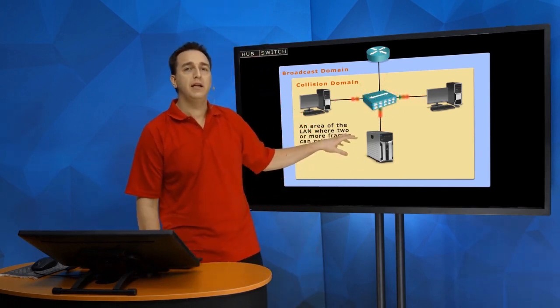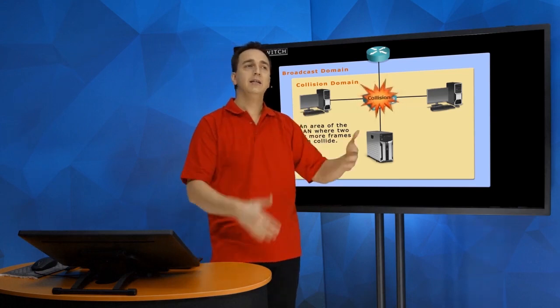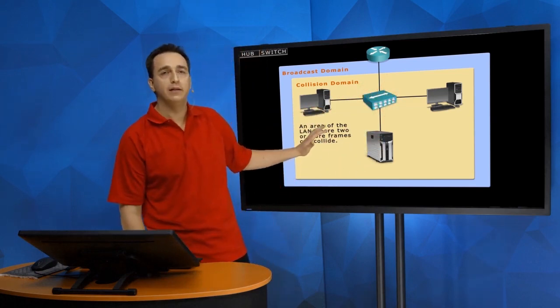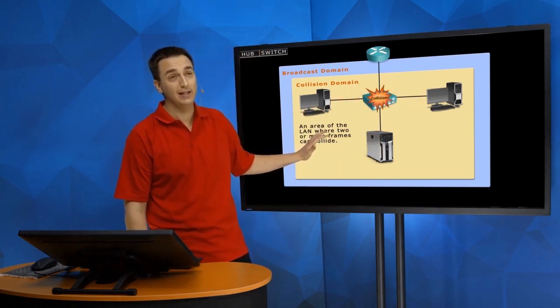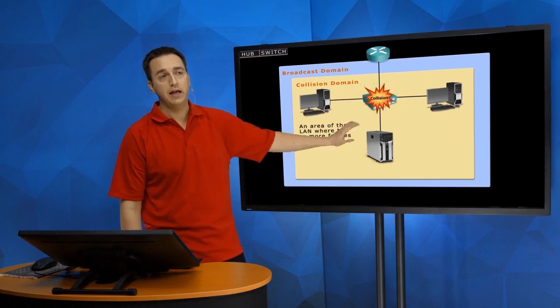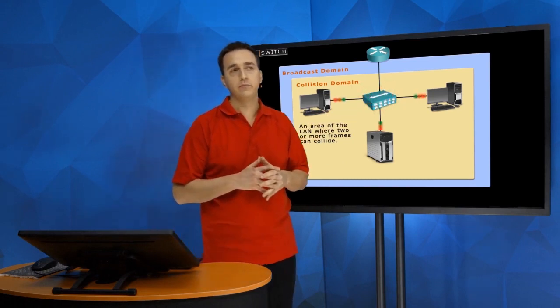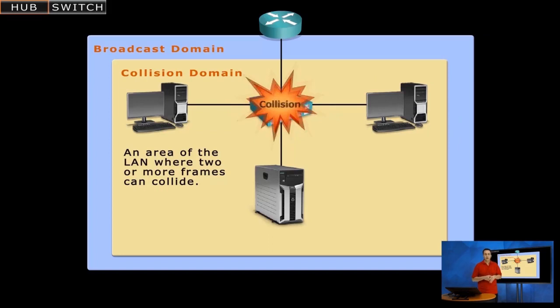So since everybody's sending, are these frames going to collide in this collision domain? Yes, that's exactly what's going to happen. And we can see that occurring right here. The frames are colliding. So since it's half duplex and you can only send or receive at any given time, if more than one device sends out a frame, we have a collision. That's a guarantee.